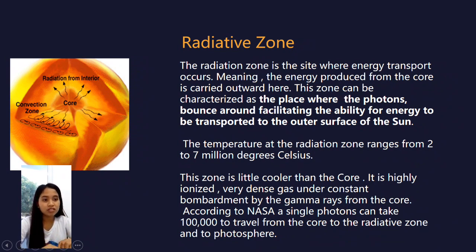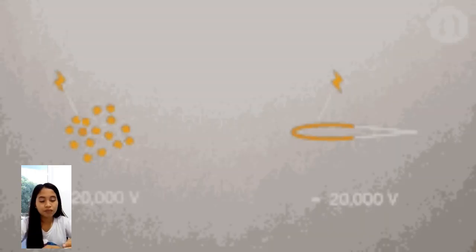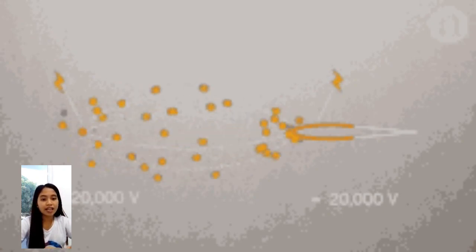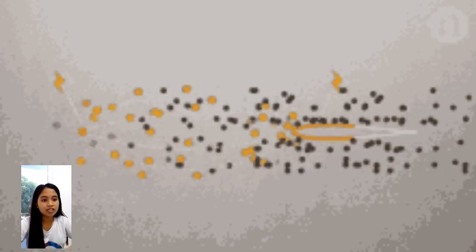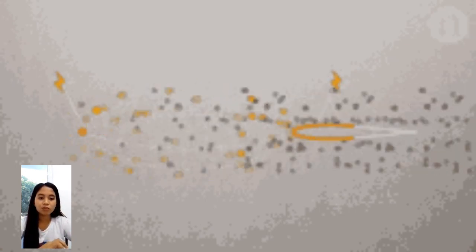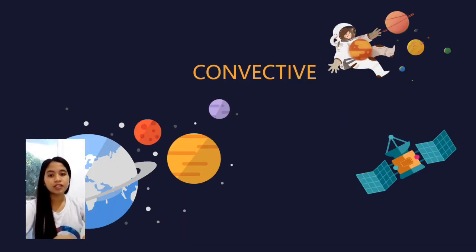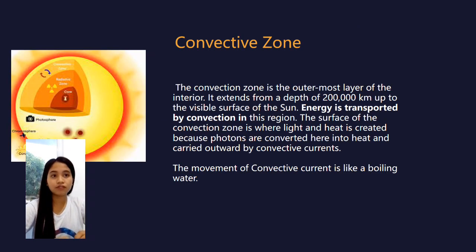The temperature at the radiation zone ranges from 2 to 7 million degrees Celsius. This zone is a little cooler than the core. It is highly ionized, very dense gas under constant bombardment by the gamma rays from the core. According to NASA, a single photon can take 100,000 years to travel from the core through the radiative zone to the photosphere.